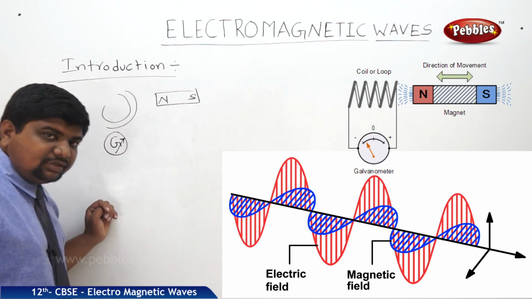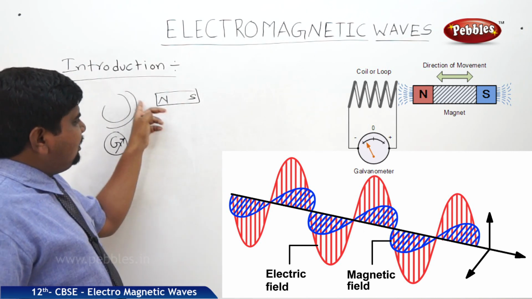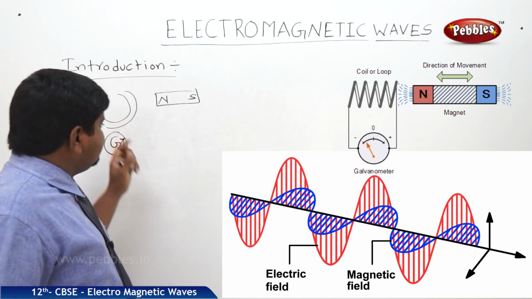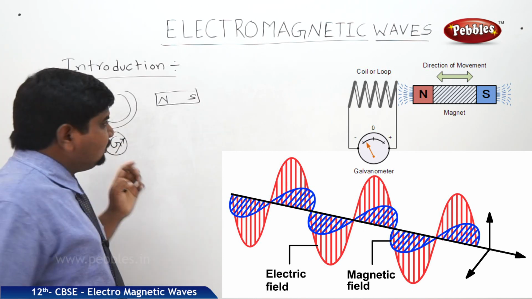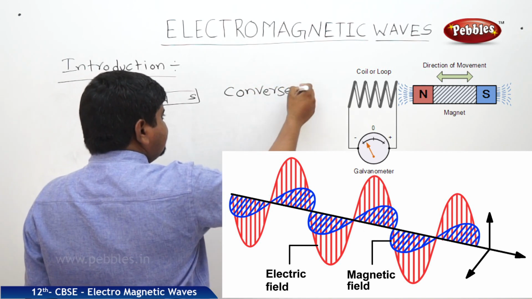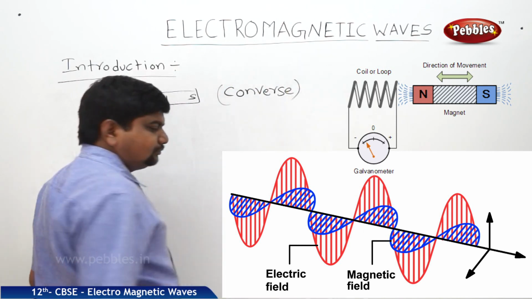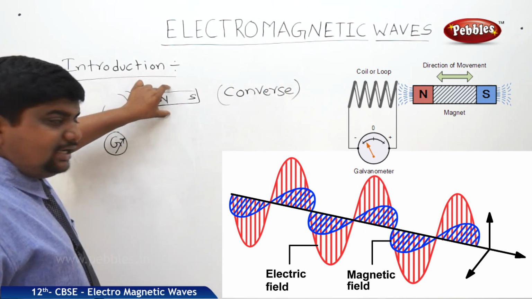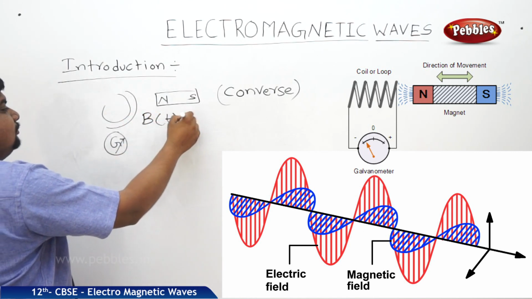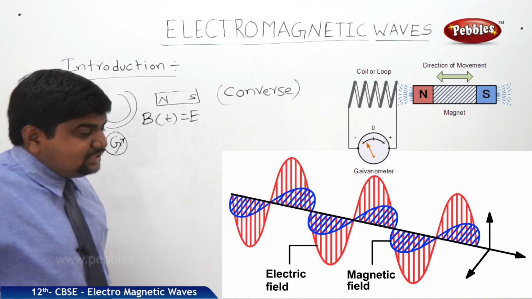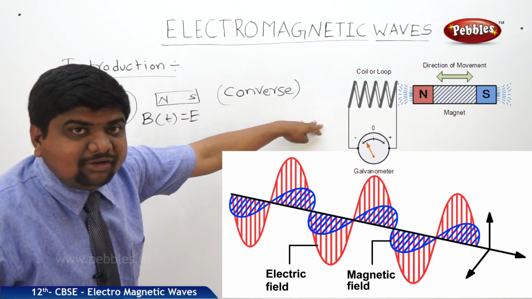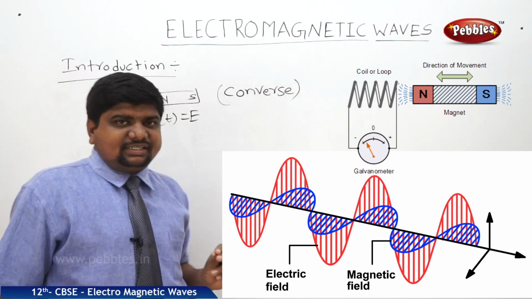So from this example, we can understand that a time varying magnetic field produces an induced EMF or electric field within the given material. The converse is also true. That is very, very important. Here, a time varying magnetic field is producing the electric field. Converse means, will the time varying electric field produce the magnetic field or not? This is the checking status.